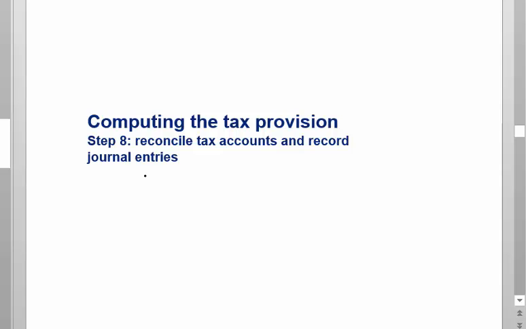Okay, let's move on. Step 8, reconcile tax accounts and record journal entries. So, I think the slides here are helpful, and they're laid out in an organized way, but if you haven't worked at a company and done any real accounting, this will just seem so abstract to you, I think. This is important stuff in terms of, okay, I just did this calculation. Now, how do I book my entries? How do I record them? And then how do I prove my balances are correct?